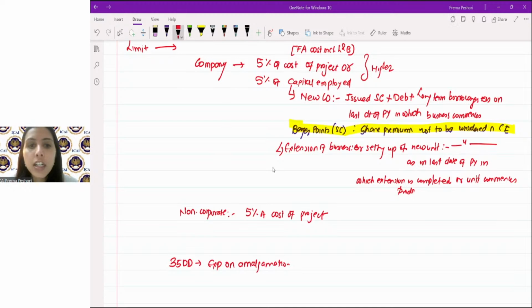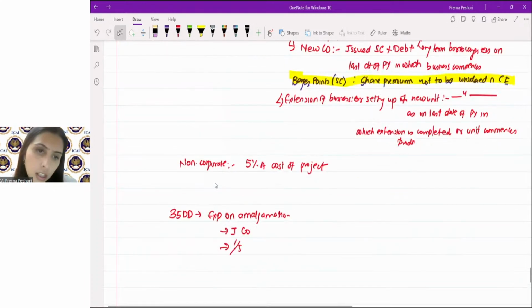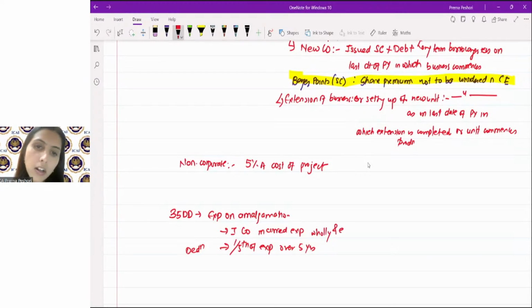Now, what is under 35DD? It is in the case of the amalgamation, these particular expenses which are incurred by the Indian company. This is available only to the Indian company. The amount of deduction will be 1/5 of expense over 5 years. Your deduction, right? And that is all. So the amalgamation, if it is an Indian company which has incurred the expenses wholly and exclusively for amalgamation. Are we clear? So that is allowed as deduction.